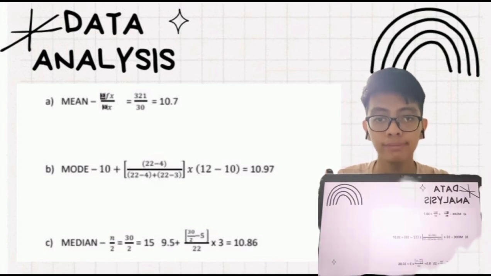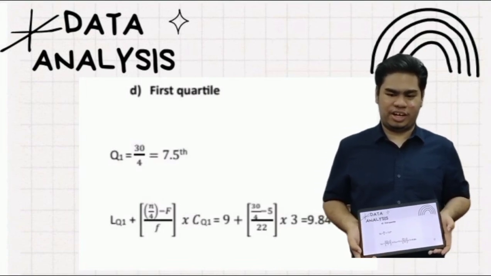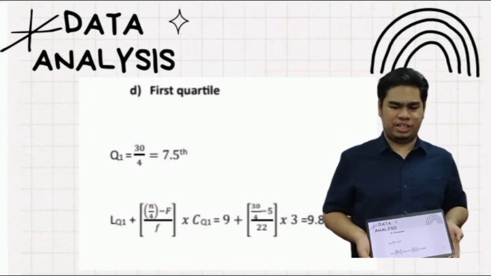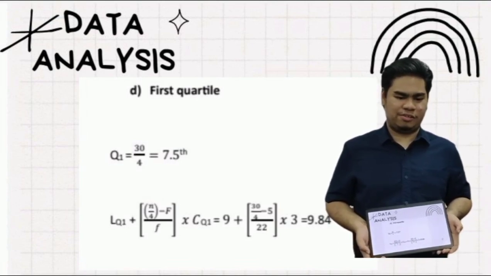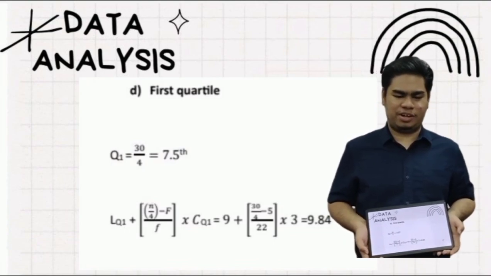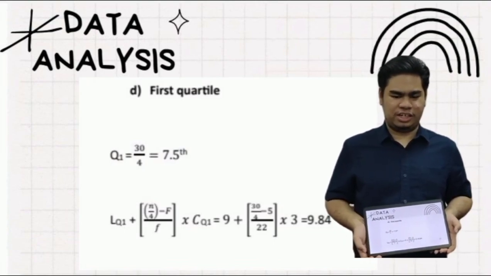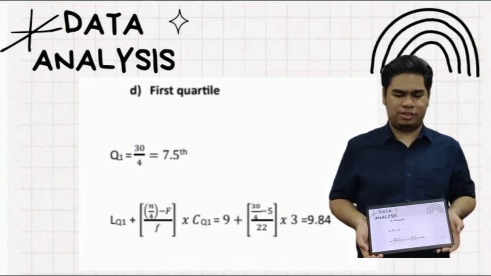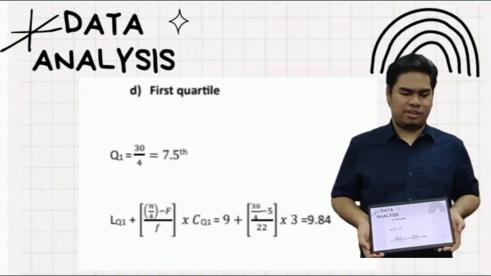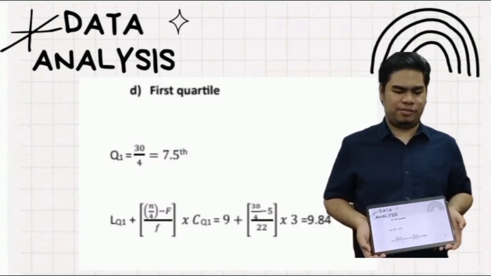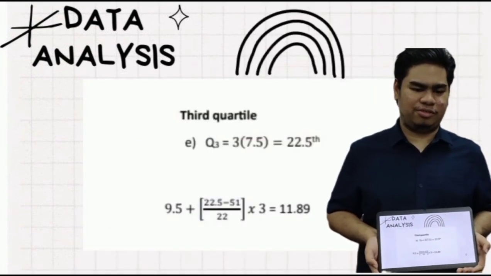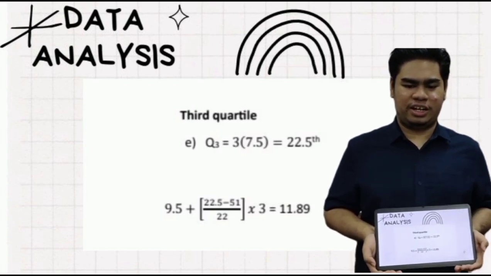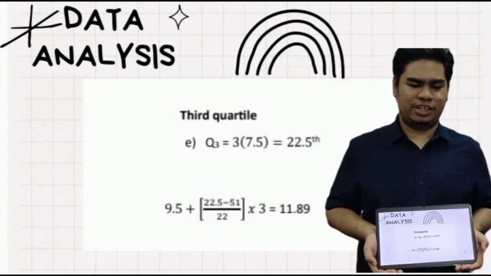For the first quartile, we need to add the lower boundary of the quartile class with, inside the bracket, the total frequency over 4 minus the cumulative frequency of the class before the first quartile class, divided by the frequency of the first quartile class. Then multiply with the class width to get the answer. For our project, we get 9.84 for the first quartile. Then we use the same formula, only need to multiply 3 for n over 4, where n is the total frequency. For this survey, we get 11.89 for the third quartile.